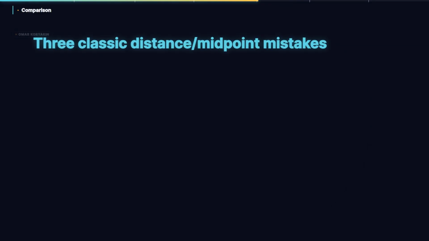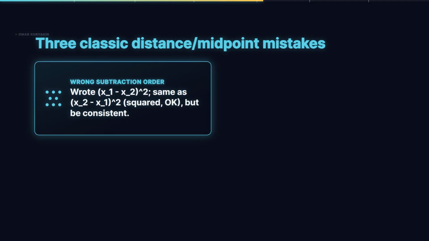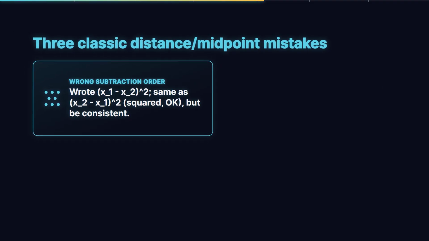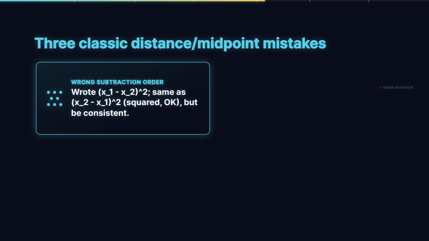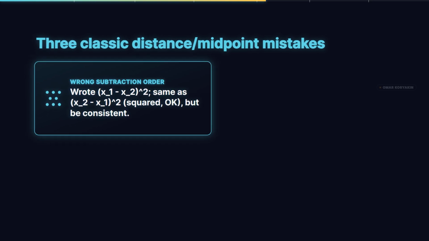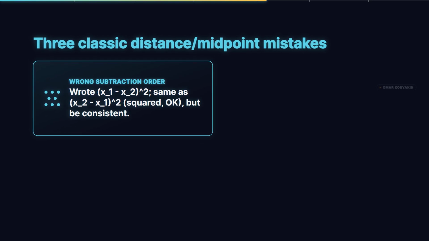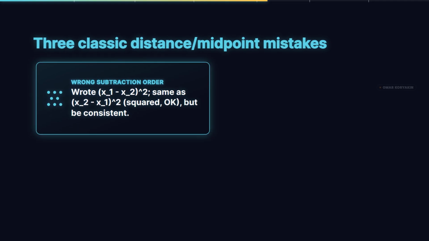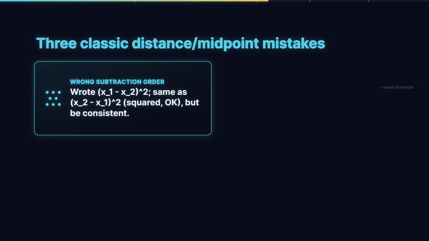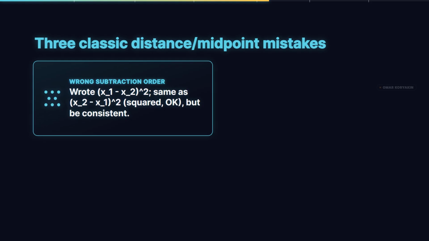Three mistakes that catch every algebra student during their first weeks of distance and midpoint work. Each one is fixable with a small explicit habit applied on every problem. First mistake: inconsistent subtraction order or sign error in the squared differences. The distance formula is symmetric in the 2 points because the differences are squared, so x2 minus x1 squared equals x1 minus x2 squared either way.